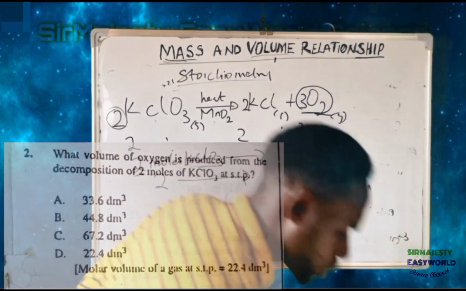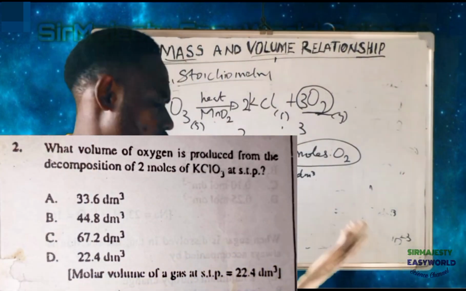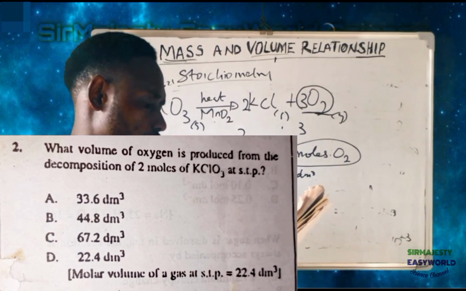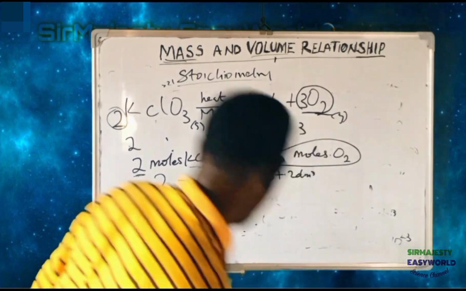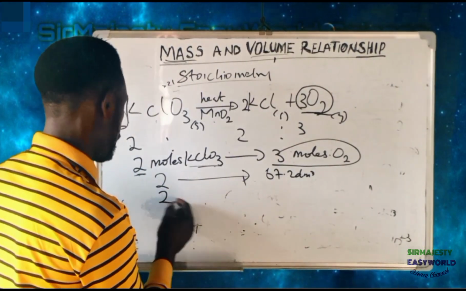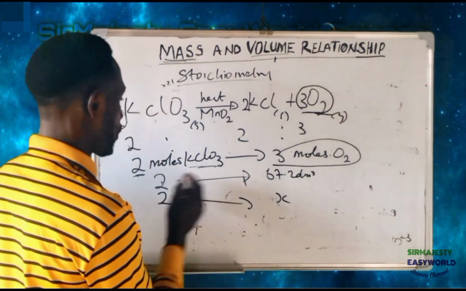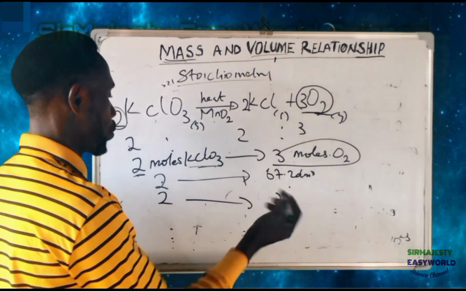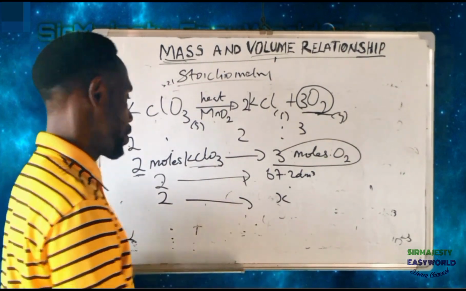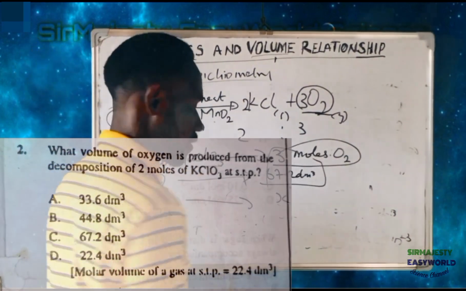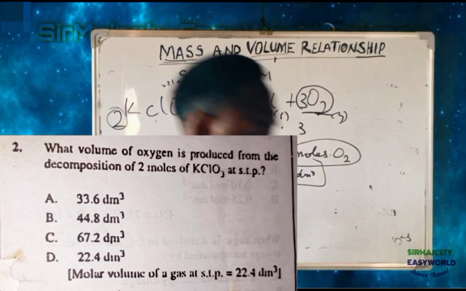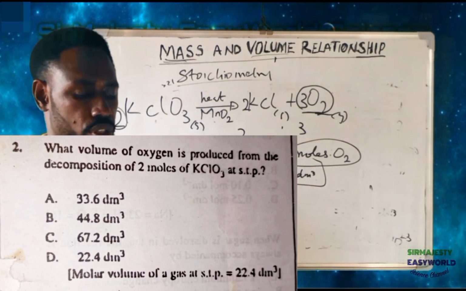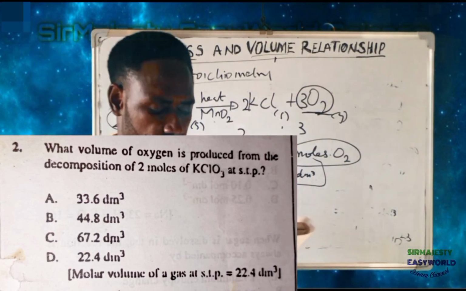Now, looking at the question, they asked us, what volume of oxygen is produced from the decomposition of 2 moles of KClO3? And it happens that they asked us 2 moles will give us X. If 2 moles gave us 67.2, 2 moles will also give us 67.2. So the answer is 67.2 dm cubed. Looking at this, that is option C. So we go to the next one.